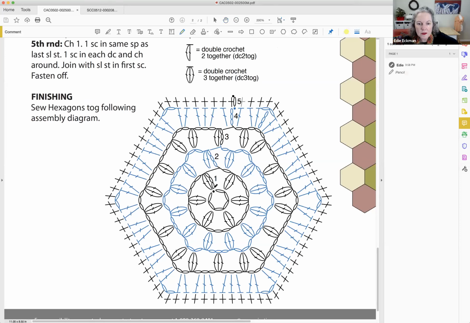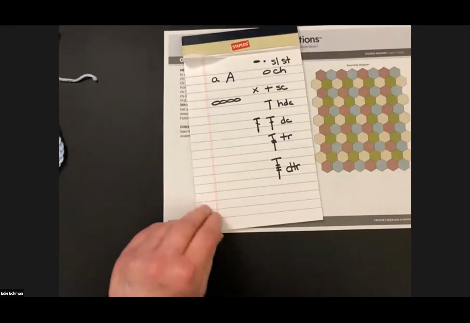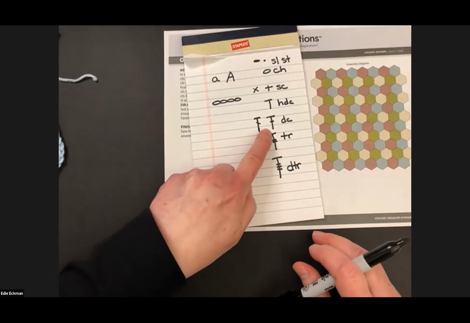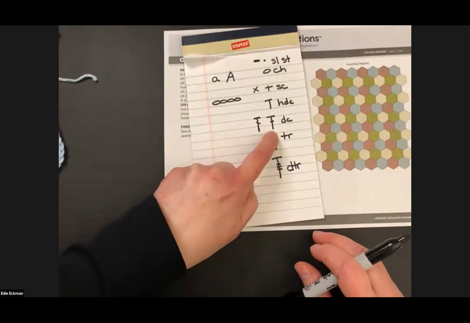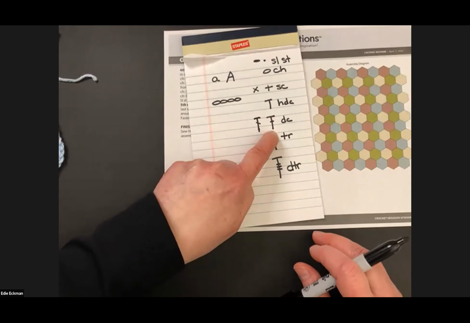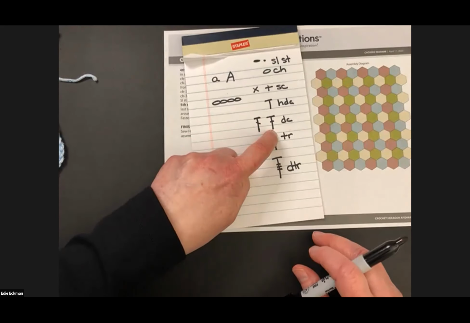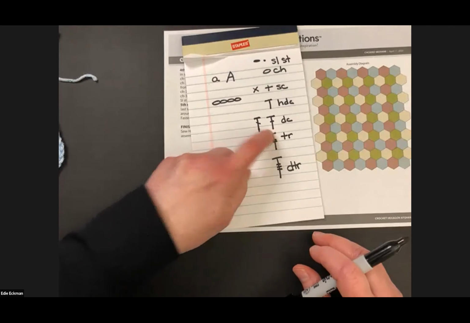So here I am, I'm going to chain 3. And then I have this symbol, double crochet 2 together. Well, let me go back to my symbol chart here. There we go. Thank you. Very good. So if this is a double crochet, another thing I didn't mention is that the angle or the place that the base of the stitch is, tells us where we're going to put our hook.